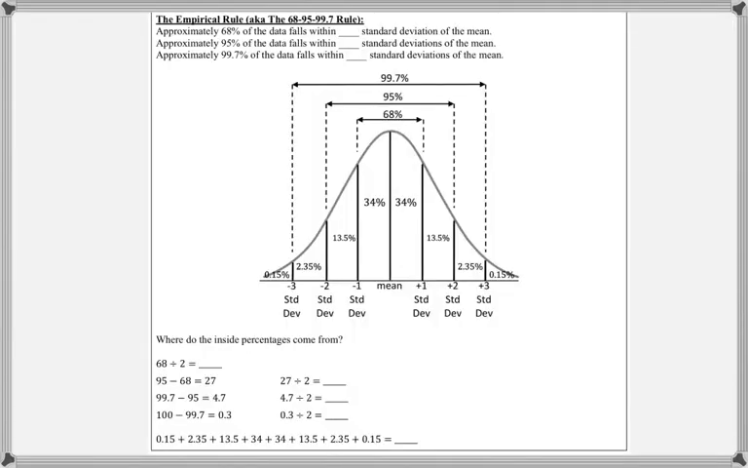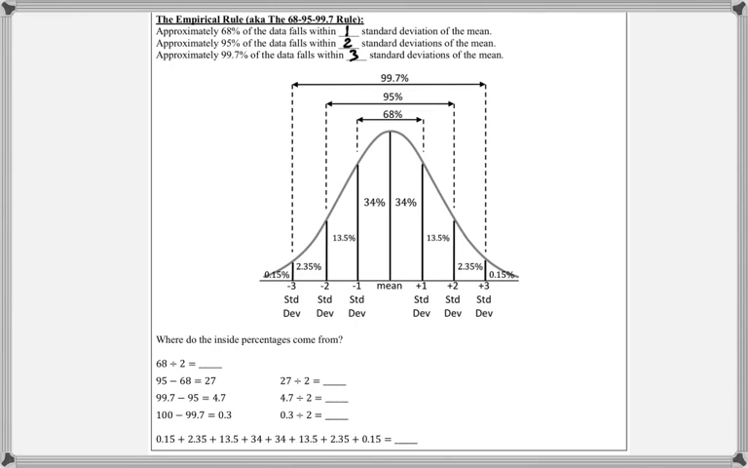Next we have the empirical rule, which is sometimes called the 68, 95, 99.7 rule. What this says is that in a normal distribution, approximately 68% of the data falls within one standard deviation of the mean. Approximately 95% of the data falls within two standard deviations of the mean, and approximately 99.7% of the data falls within three standard deviations of the mean. So you can see that displayed in this diagram right here.